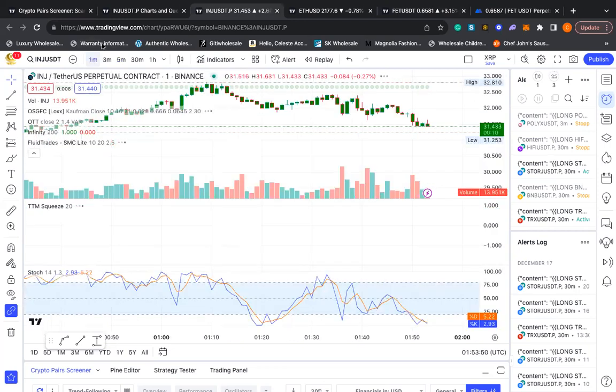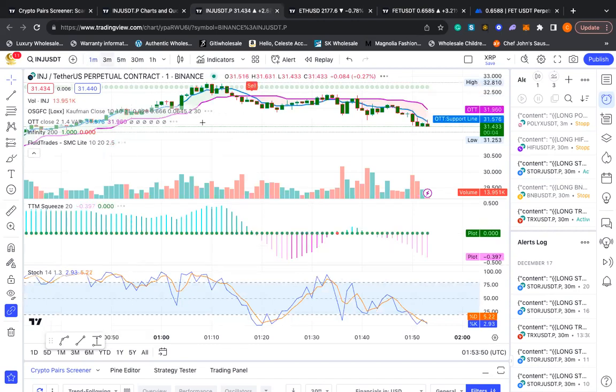Yeah, it's definitely going short. Look at the 1 minute, 5 minute, and 30-minute chart, it's definitely shorting.